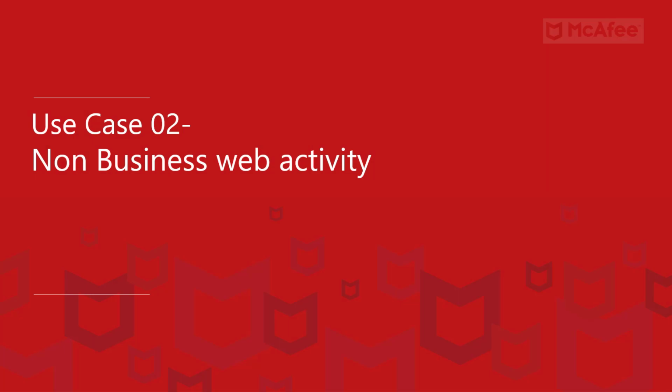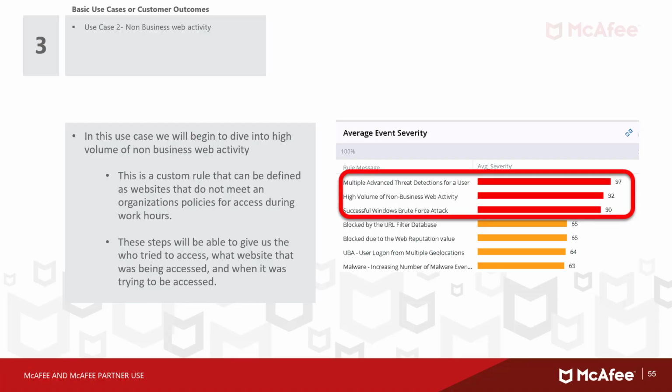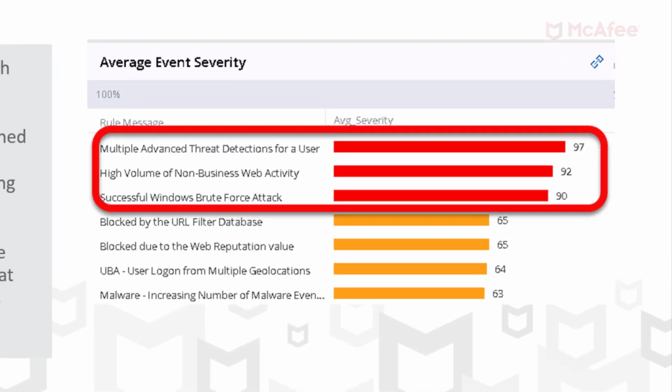Next, we will be going over non-business web activity. And this will cover some policies that are in place at an organization. So, for example, under the average event severity, we'll see that there is a high volume of non-business web activity. And this is based on a custom rule that's defined by an organization. So as you can see right here, we'll click on the high volume of non-business web activity, and then we'll go ahead and drill down into that event to see what is going on, just as we did with the ATD.